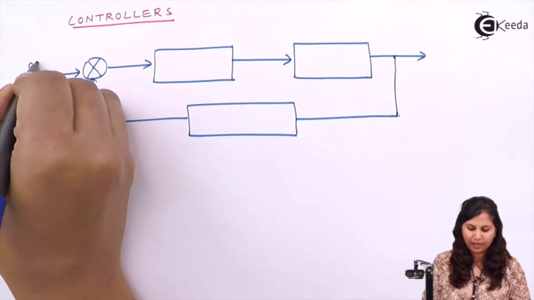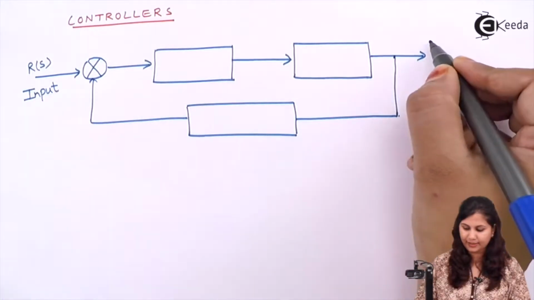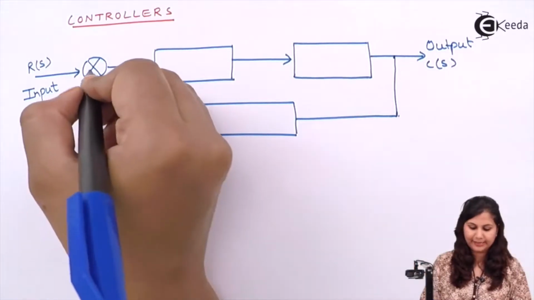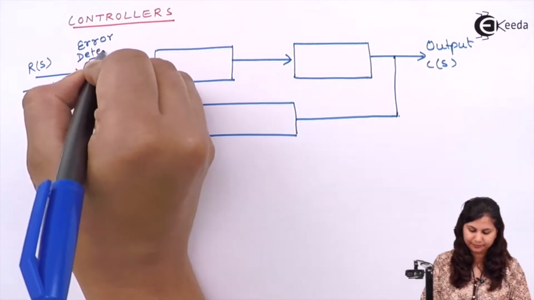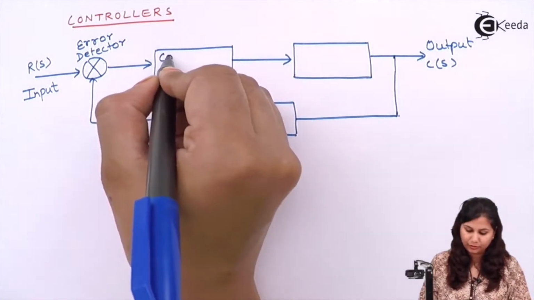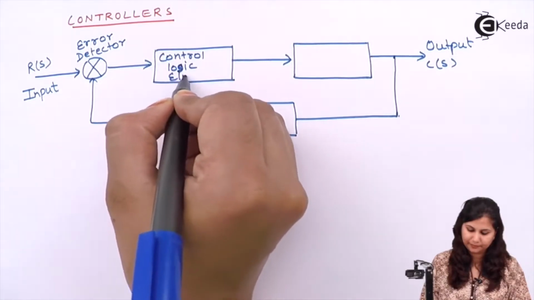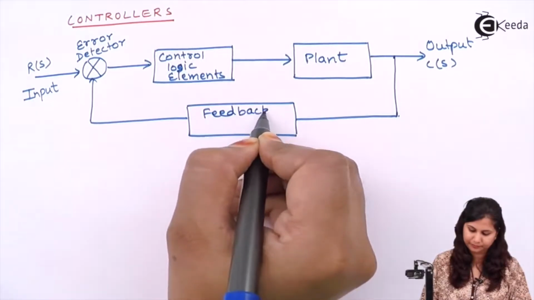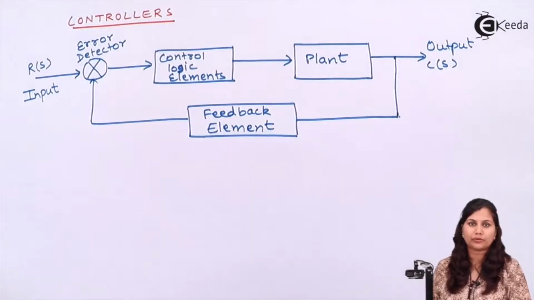This is our input R(s), and this is the output C(s). It is the error detector. It is the control logic elements. So this is the block diagram of a closed loop control system.